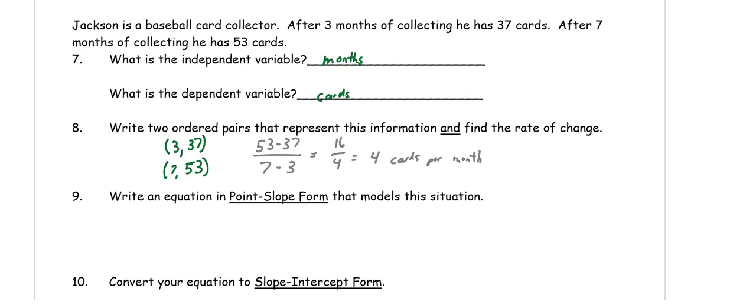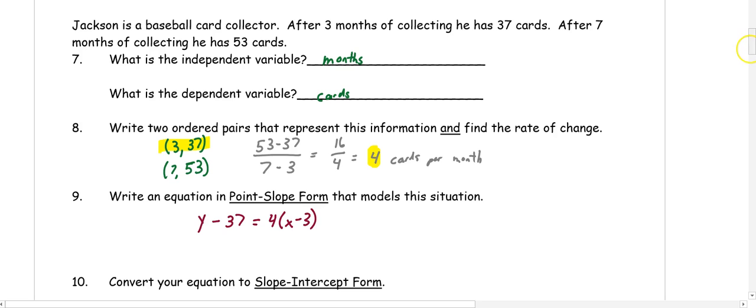So when we're going to write our equation in point slope form, we're going to use our slope of 4 and pick one point. So I'm going to use the point 3, 37. I'm going to write it in point slope form. So y minus 37 equals 4 times x minus 3.